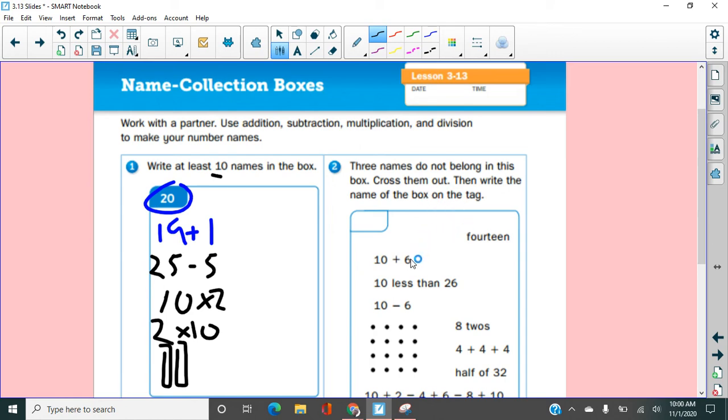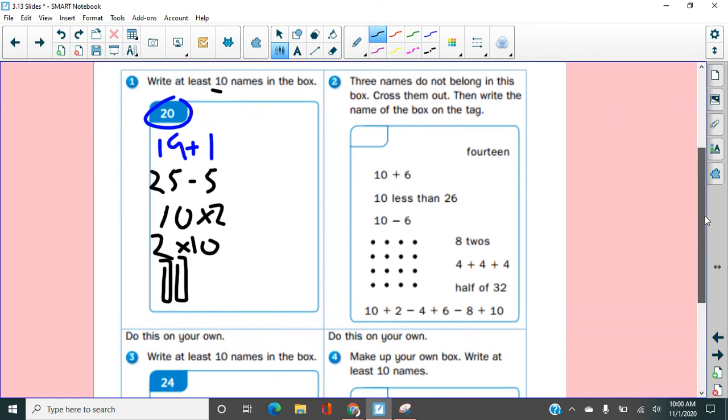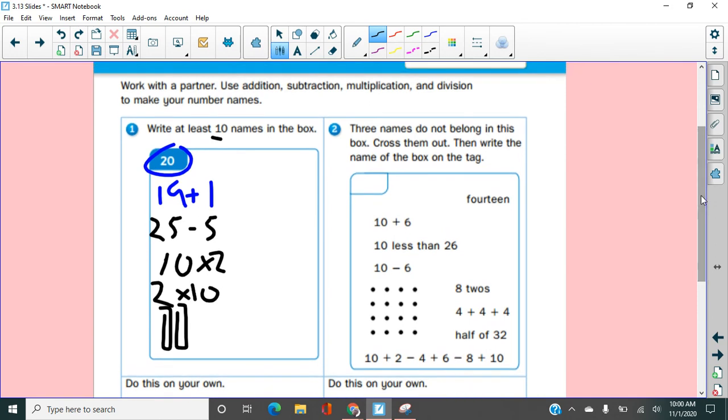So we have problems here. You're going to need to figure out what these are. Most of them are going to have something in common, right? So let's work on this actually for a moment here. So 10 plus 6, well, that's equal to 16. 10 less than 26 is 16 also. So it looks like this is a 16 box. 8 groups of 2 are 16. Yeah, right? This is a 16 box.